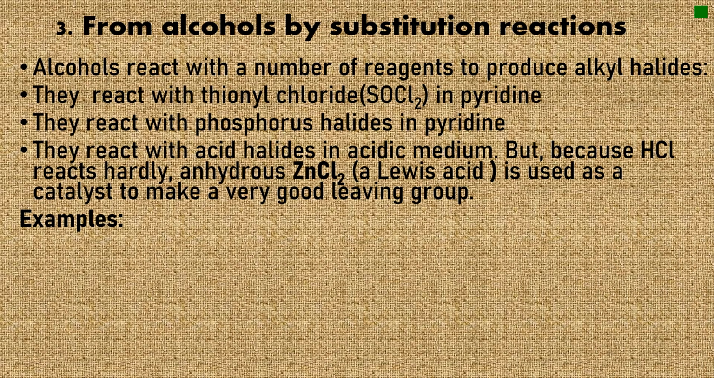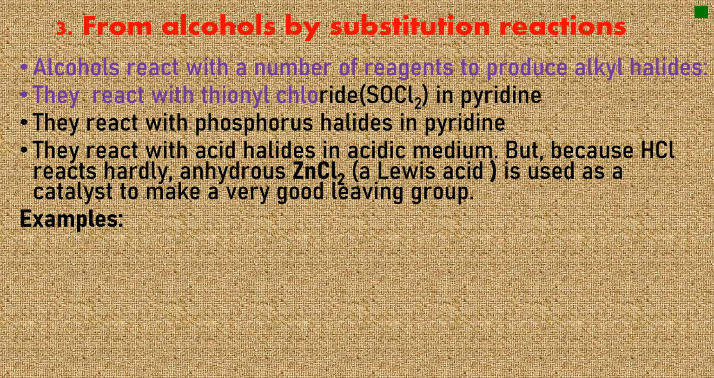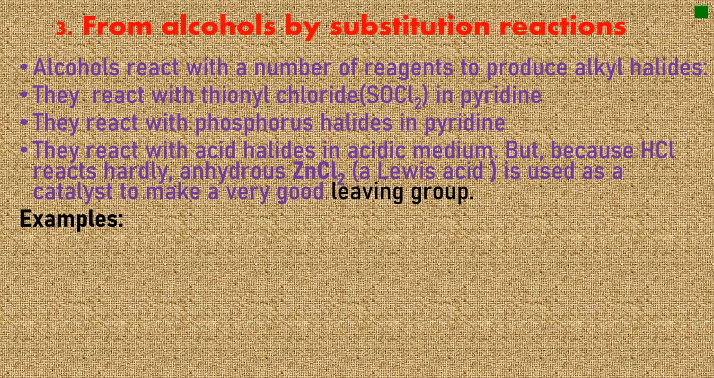The third preparation is the preparation of alkyl halides from alcohols by substitution reactions. Alcohols react with a number of reagents to produce alkyl halides. They react with thionyl chloride in pyridine, they react with phosphorus halides in pyridine, they react with acid halides in acidic medium, but because hydrogen chloride reacts poorly, anhydrous zinc chloride, which is a Lewis acid, is used as a catalyst to make a very good leaving group.